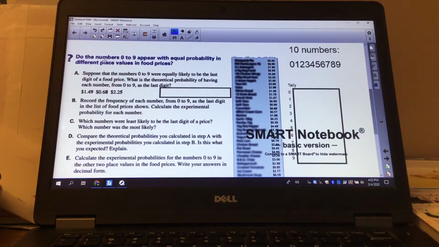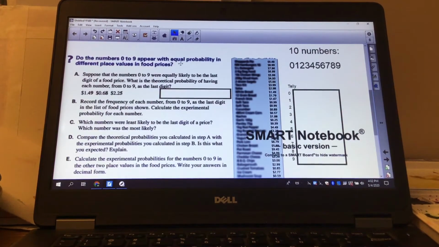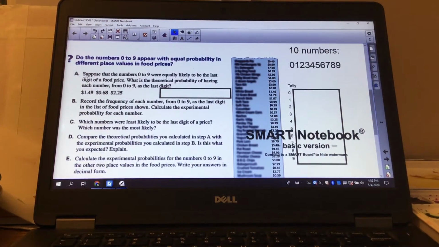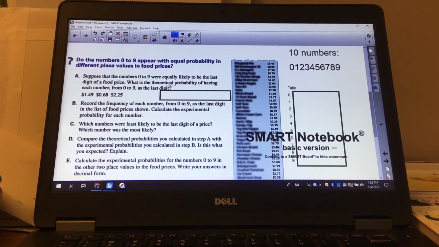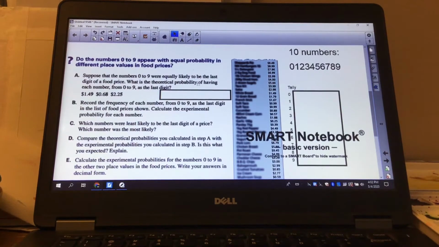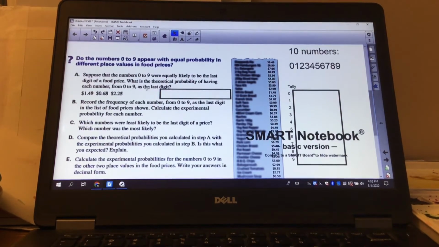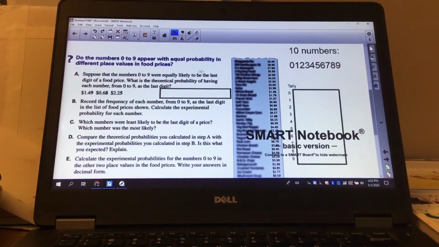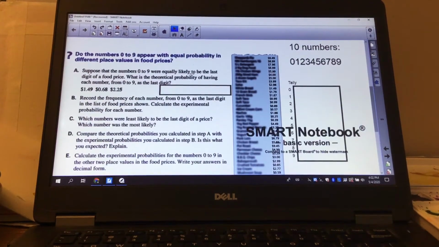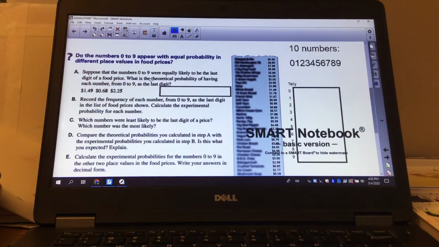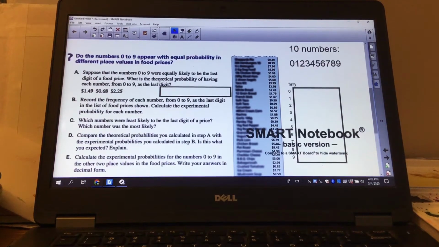So, do the numbers 0 to 9 appear with equal probability in different place values in food prices? So, part A. Suppose the numbers 0 to 9 were equally likely in the last digit of a food price. What is the theoretical probability of having each number 0 to 9 as the last digit? So remember, theoretical probability is what should happen. Experimental is when you actually do an experiment.